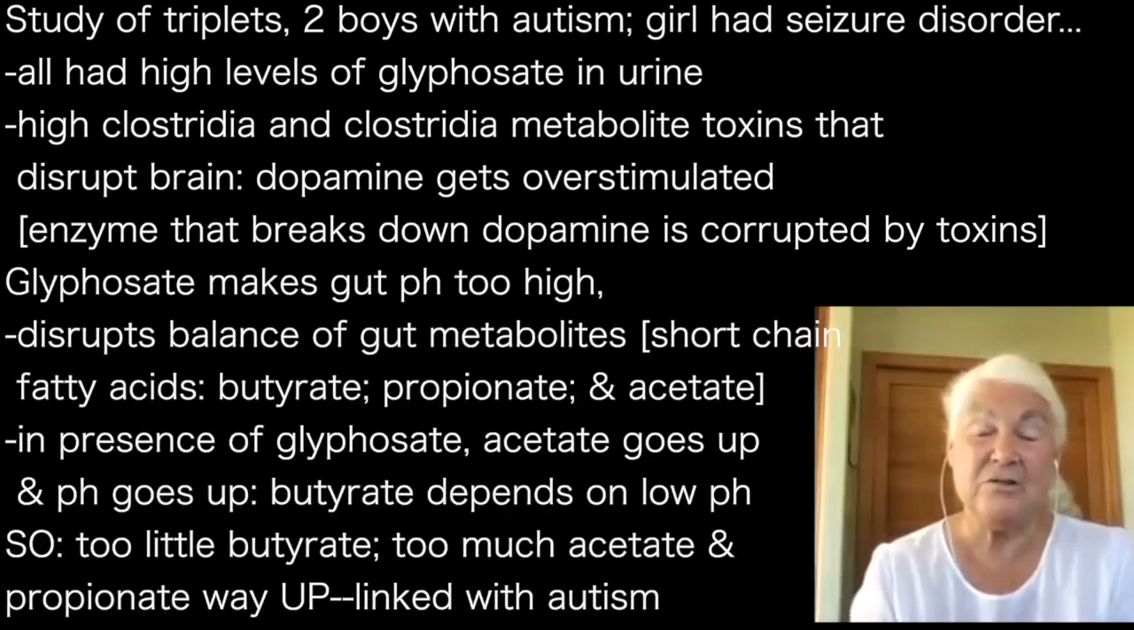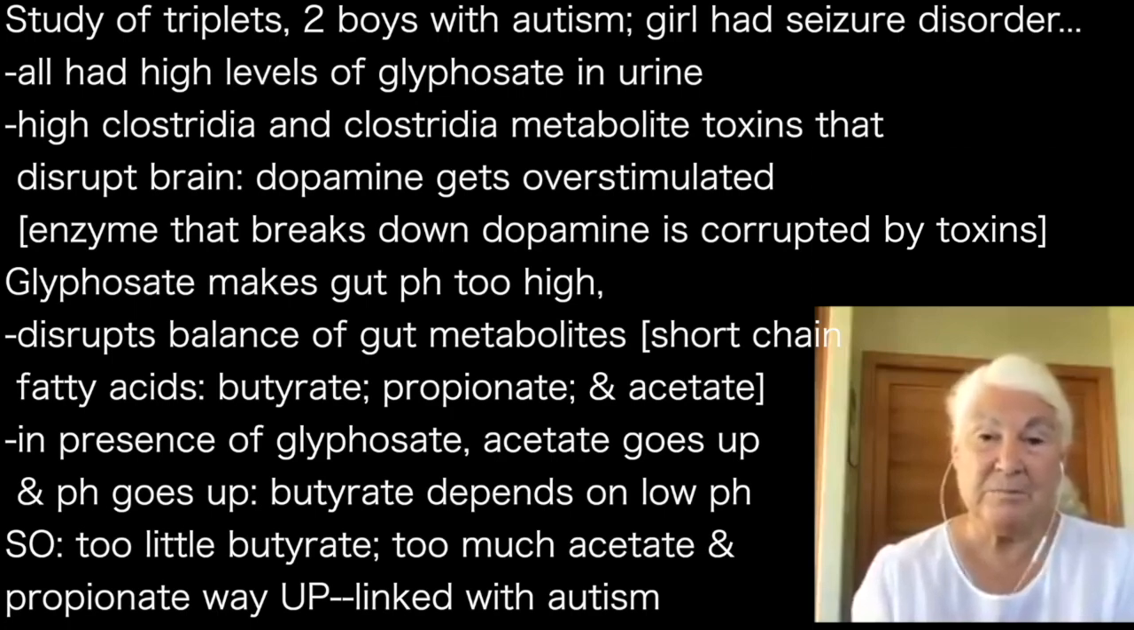Amazing story, and it shows that glyphosate disrupts the pH of the gut. It makes the pH too high, which ends up disrupting the balance of these metabolites that are produced by the gut microbes, which are these small fatty acids, short chain fatty acids. There's 3 of them that are really important: butyrate, propionate, and acetate. And what's been shown in studies is that in the presence of glyphosate, the pH goes up, and butyrate depends on low pH. So you end up with too little butyrate and too much acetate. Acetate goes up, butyrate goes down. And propionate in particular goes way up. And propionate is the one that's hooked to autism.